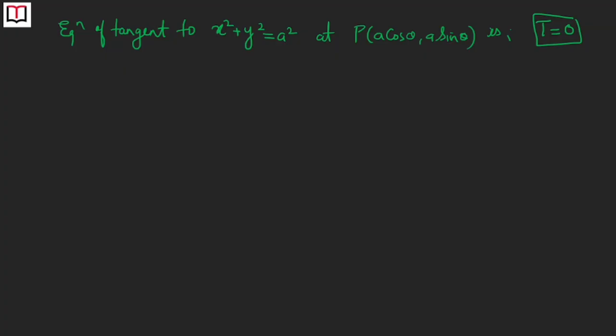So the equation of the tangent to the circle x square plus y square is equal to a square at the point P, which is (a cos theta, a sin theta), using T equal to 0. So what is it? The equation is x x1 plus y y1 is equal to a square, so x into a cos theta plus y into a sin theta is equal to a square. So the equation is x cos theta plus y sin theta minus a equal to 0.